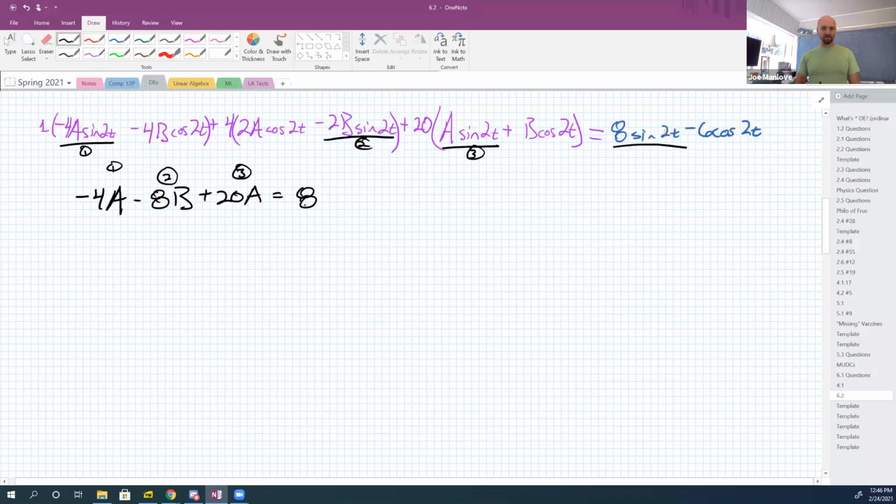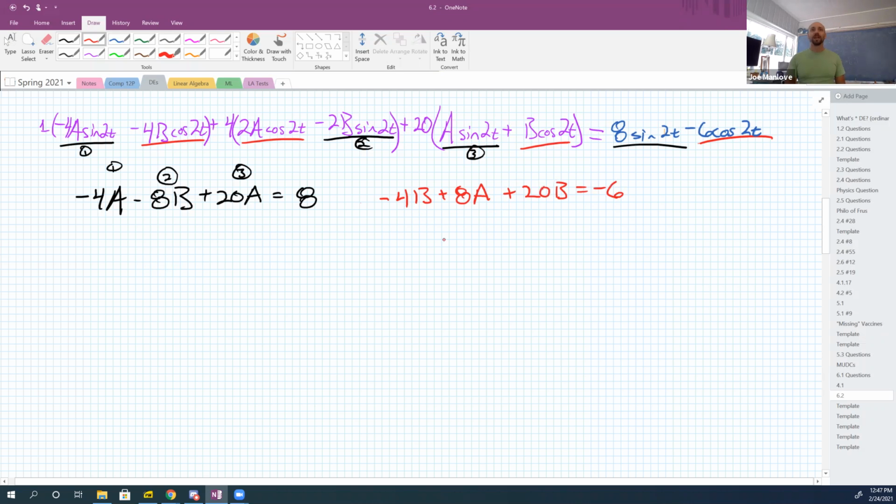Everybody with me on this? Okay, and let's go through and collect the others. So I've got cosines, cosines, and cosines. And all told, that's going to be minus 4b plus 8a plus 20b equals negative 6.